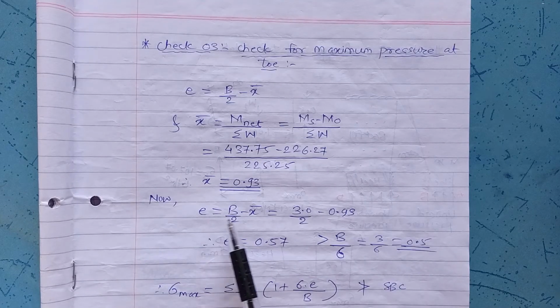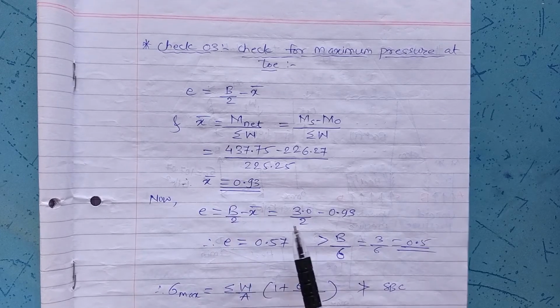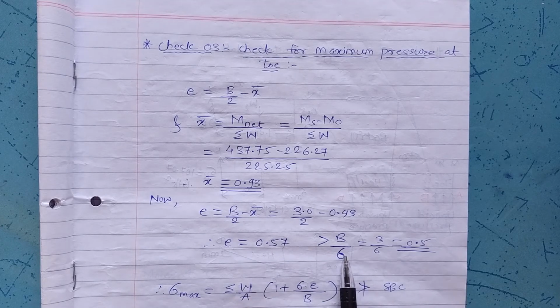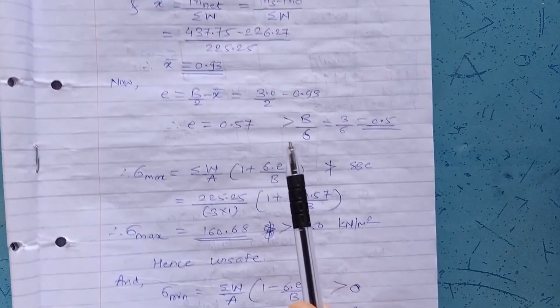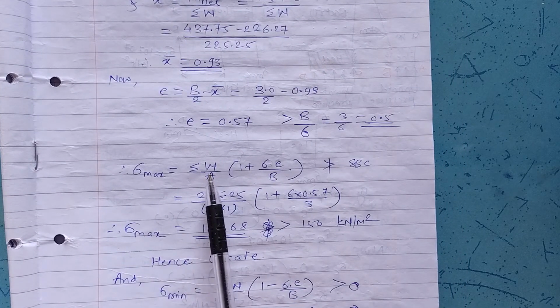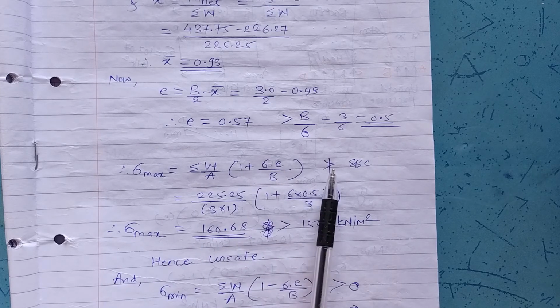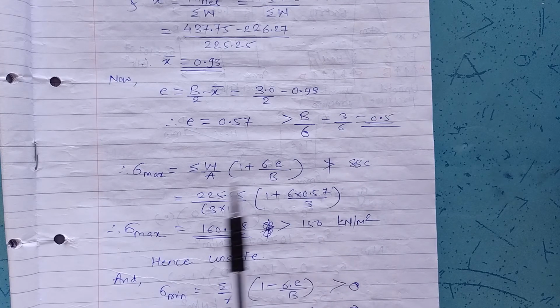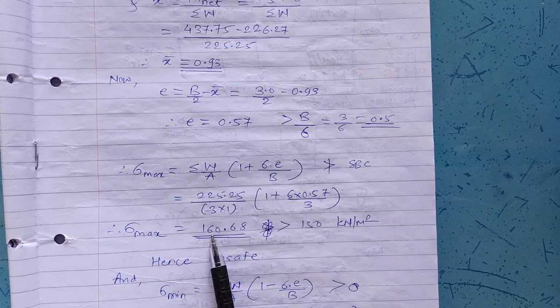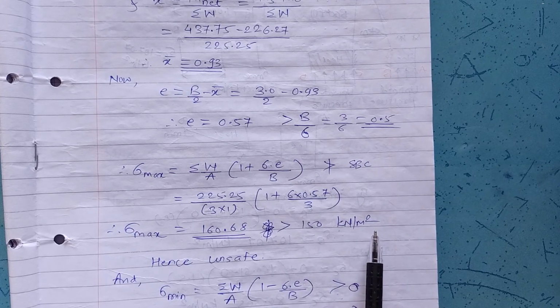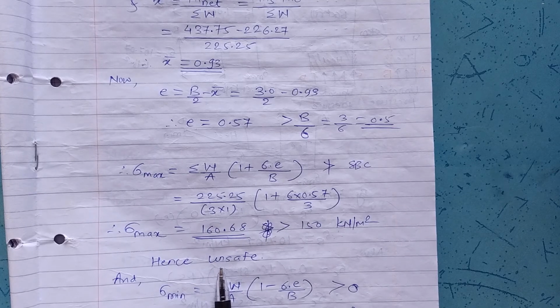Now E is equal to B by 2 minus X bar. We have determined our X bar, that is 3 by 2 minus 0.93, it comes to 0.57, and E should not be greater than B by 6, that is 3 by 6, which is 0.5. Now we will calculate maximum pressure sigma max, summation W by A into bracket 1 plus 6 into E divided by B, and it should not be greater than safe bearing capacity of the soil. All these values we have, substituting we get maximum pressure at the toe as 160.68, which is greater than 150 kilonewton per meter square. Hence our section is unsafe for maximum pressure at the toe.